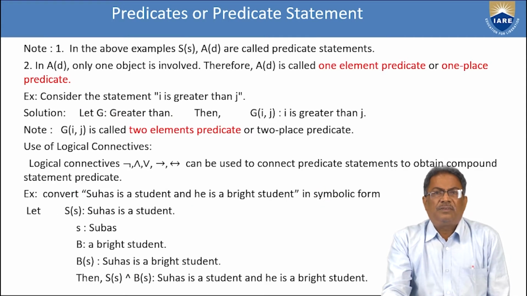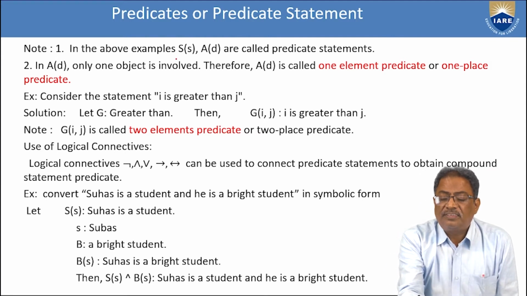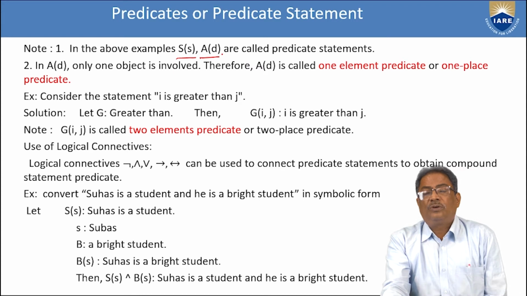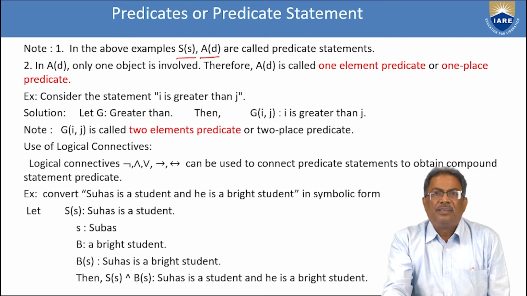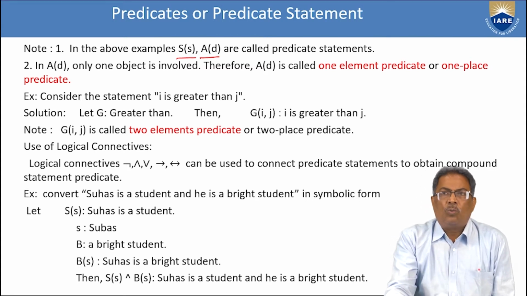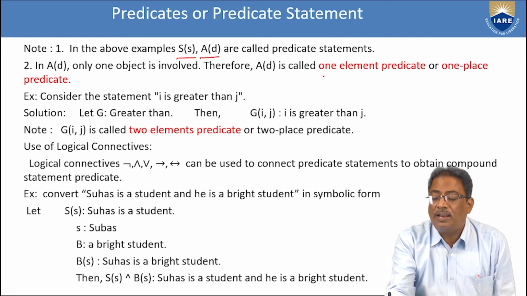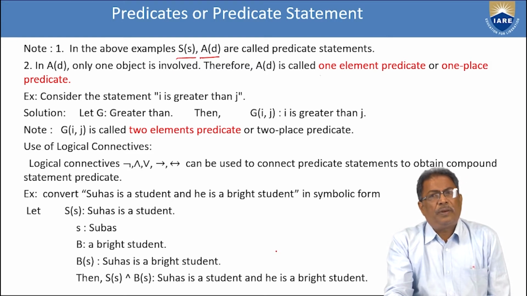Now observe the two examples we discussed earlier. There, S of S and A of D are the predicate statements. In A of D, only one object is involved. Therefore, A of D is called a one element predicate or one place predicate. Now let us take the two place predicate, or two element predicate.